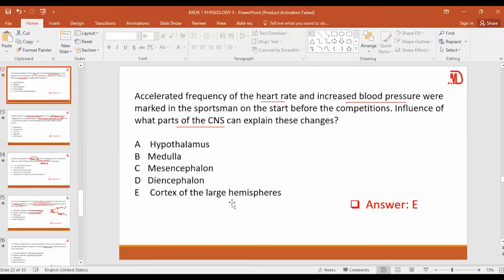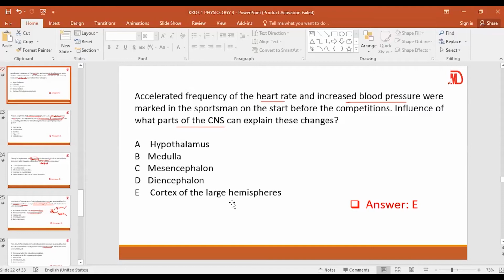That's what I'm saying. I don't know if you've gotten what I'm trying to say. So originally the answer is supposed to be medulla oblongata. Yes, but in Krok, don't go for medulla oblongata. Go for cortex. But in real life, it is the medulla. Go for the cortex one.